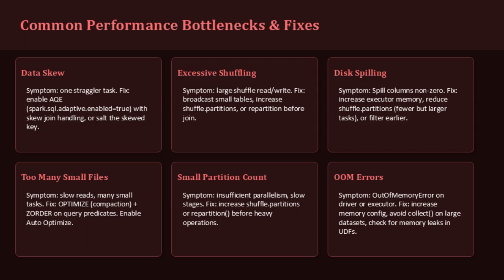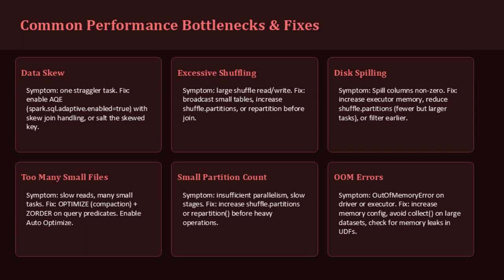Excessive shuffling. Symptom is large shuffle read and write. Fix is broadcast small tables, increase shuffle.partitions or repartition before the join. Disk spilling. Symptom is non-zero spill columns, and the fix is increase executor memory, reduce shuffle.partitions so you get fewer but larger tasks, or filter earlier in the pipeline. Too many small files.